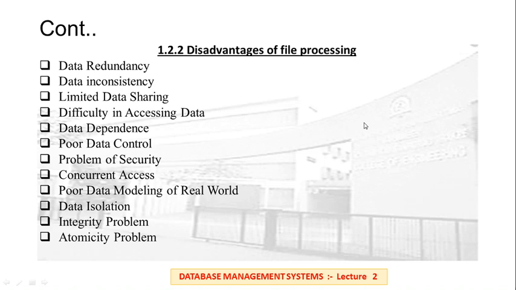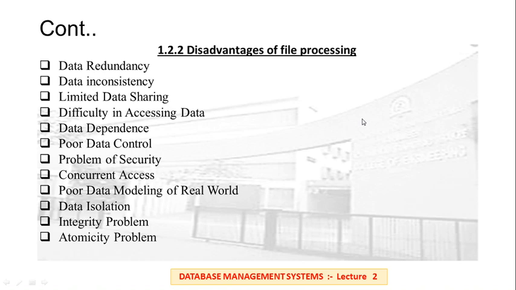In this system, the same fields may have different names in files of different departments of an organization. These situations may lead to different meanings of the same data fields in different contexts, or the same meanings for different fields. This causes poor data control.